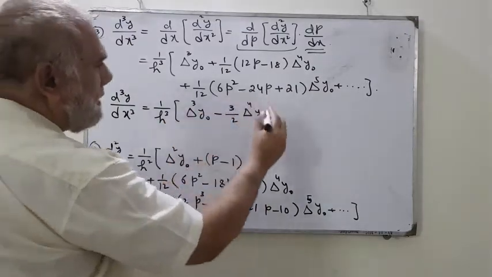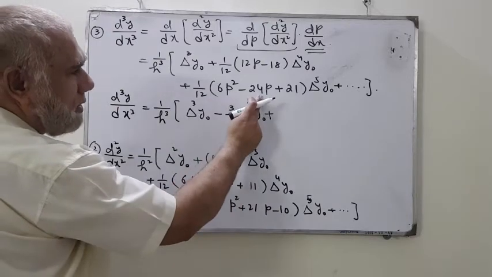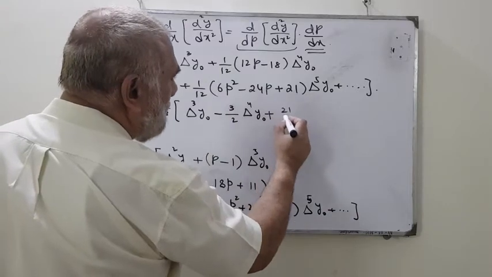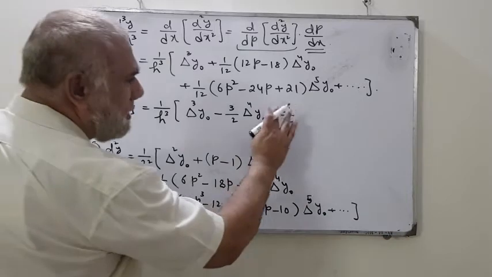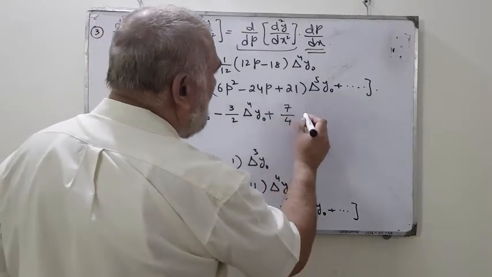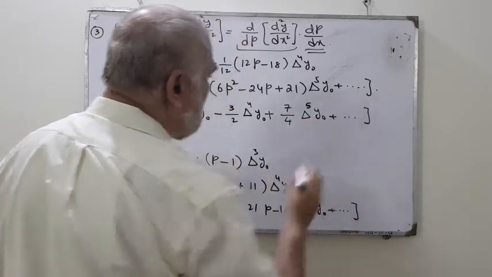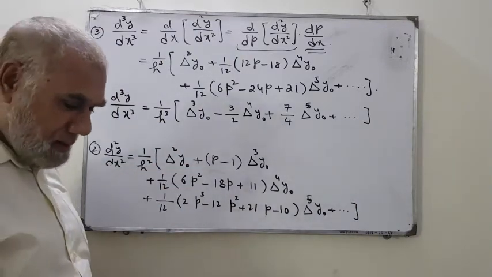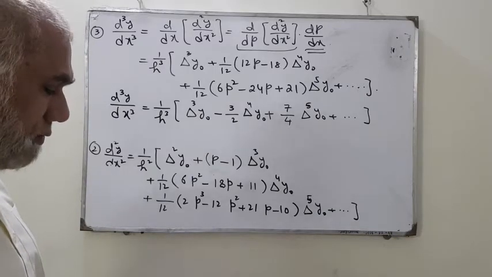Similarly, over here, whenever we take p equal to 0, this quantity will be 0, this quantity will be 0, and here we have 21 over 12. So 21 over 12 is over there. On simplifying, this gives you 7 over 4, delta 5 y0, and so on. So this becomes your formula whenever you take the value of p equal to 0.